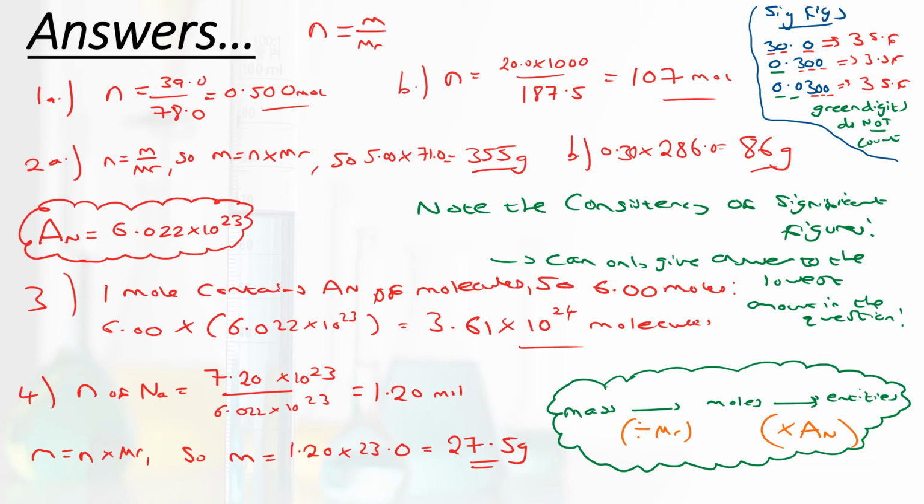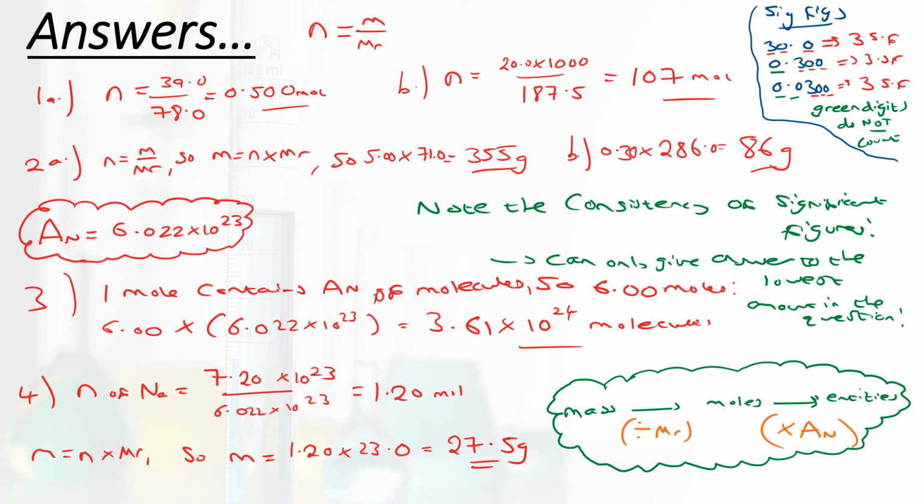Then question b was 0.3 moles of the sodium carbonate with the 10 waters of crystallization. And so we have our moles, 0.3, and then we work out our Mr of the sodium carbonate, and we include the 10 waters of crystallization. The Mr comes out to be 286.0, and timesing them together gives a mass of 86 grams.